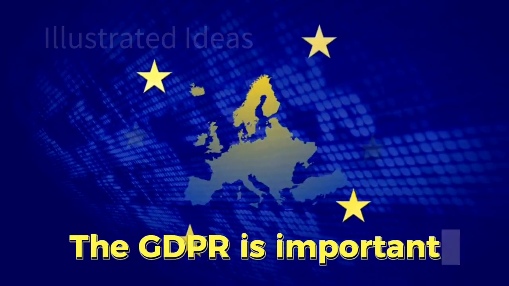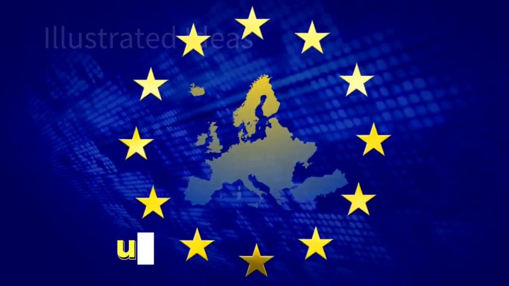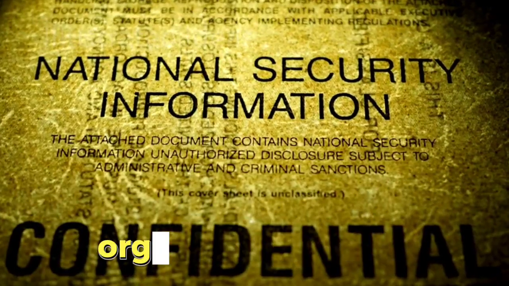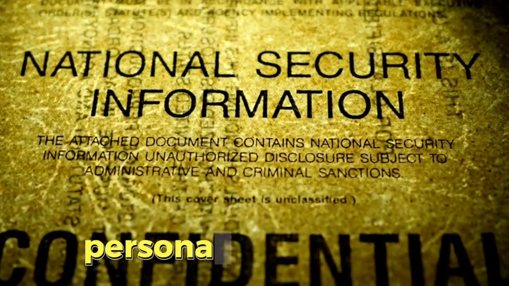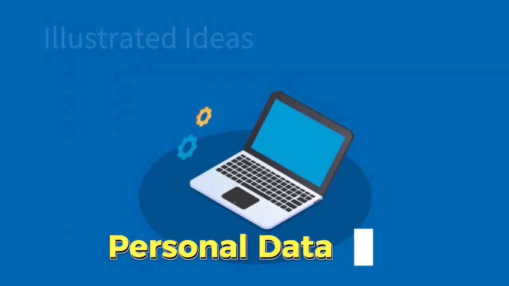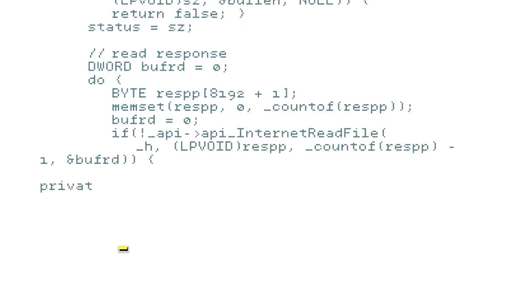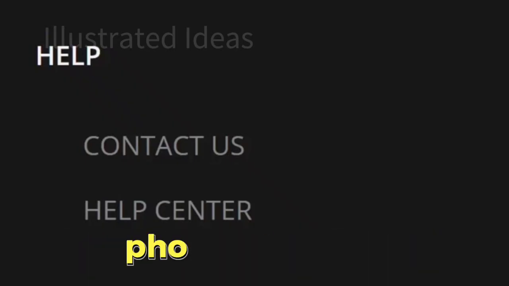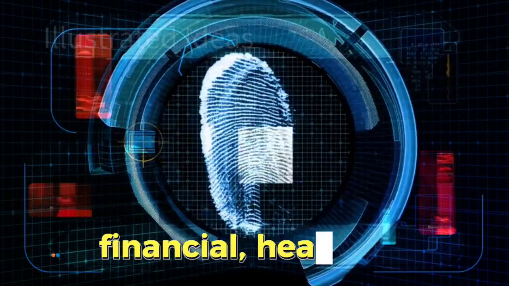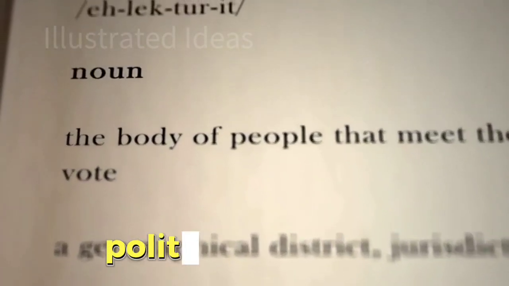The GDPR is important because it regulates how personal data about people in the European Union is collected, used, and stored. This means that organizations must follow strict guidelines to ensure that individuals' personal information is kept safe and private. 1. Personal data. Definition: information relating to an identified or identifiable individual. Examples: basic identity name, ID numbers, contact details, email, phone number, biometric, financial, health, or location data, online identifiers, IP addresses, usernames, cultural, social identity, race, religion, political opinions.